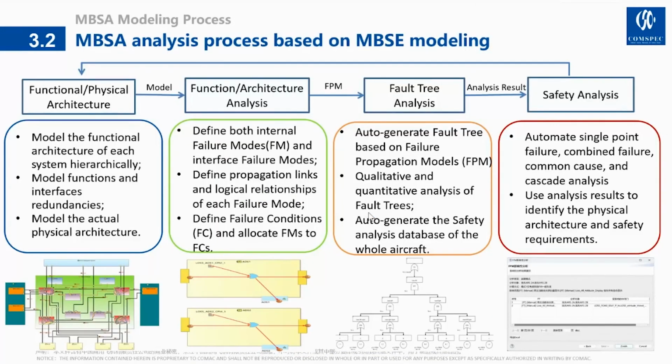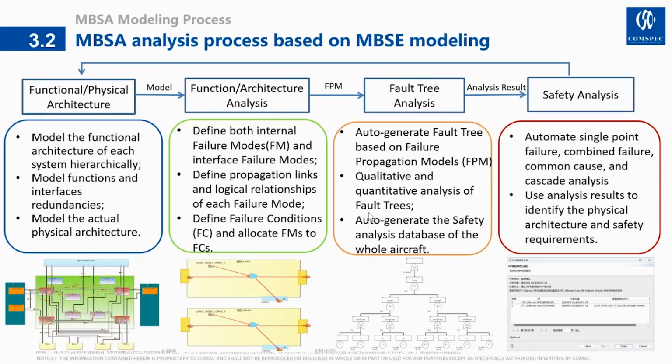The following is the technical process of our entire platform development. First, we built functional and physical architecture models based on Capella, including building functional models of each system hierarchically, implementing functional and logical redundant designs, and finally building a complete physical architecture model. The second step is to analyze the functional architecture, define the internal failure modes and interface failure modes of the functional architecture, and define the failure propagation path and the logical relationship of each module. Finally, define the failure conditions and associate them with the functional interface failure modes to complete the failure propagation modeling.